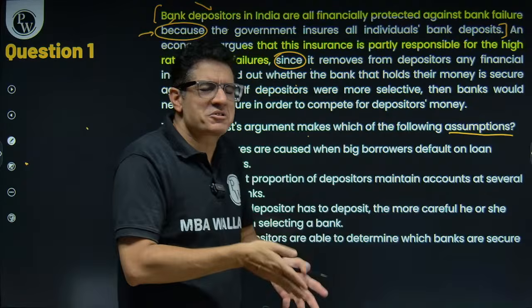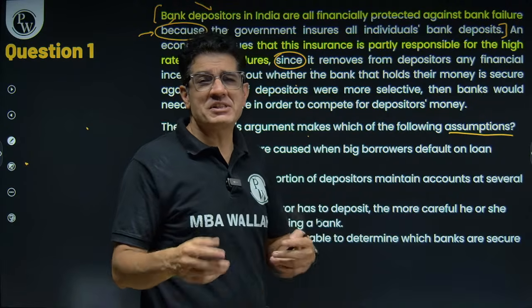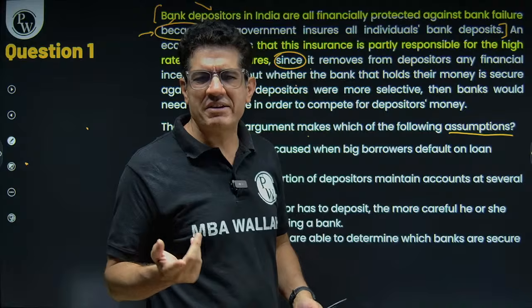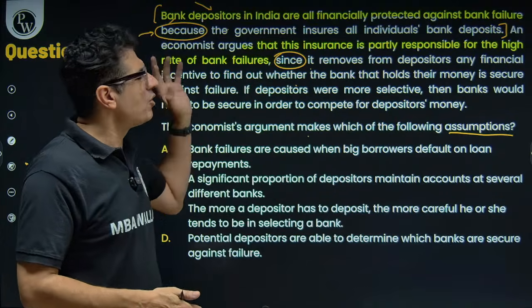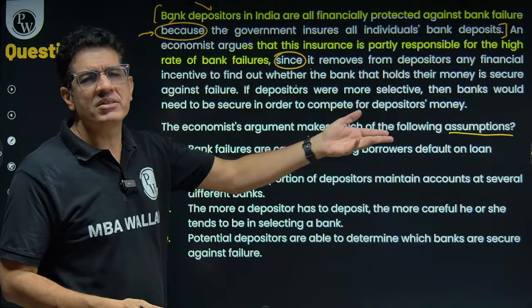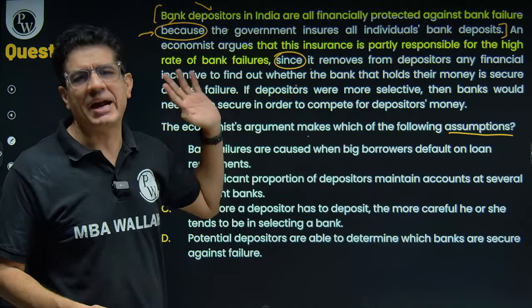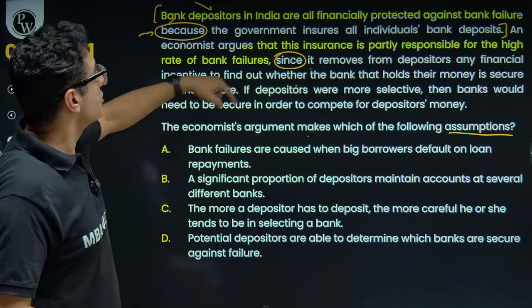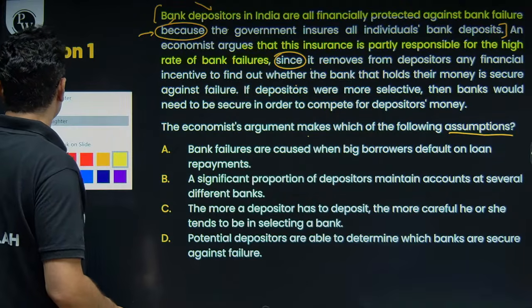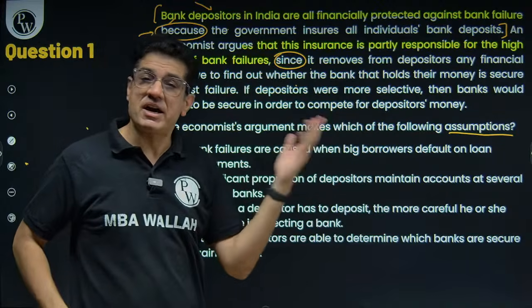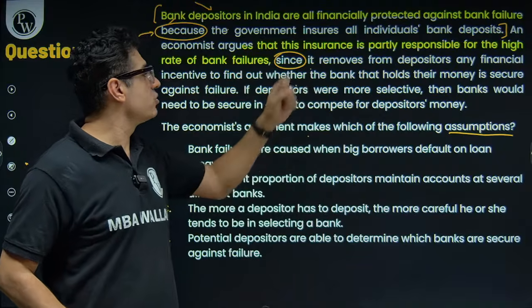This is a bank which is close to my house. This is a bank which is giving me 1% extra on my fixed deposit. So you would not worry, because no matter how well run or poorly run the institution is, the government has your back. Okay. So this is partly responsible for the high rate of bank failures. There can be other reasons, but this is one of those reasons.